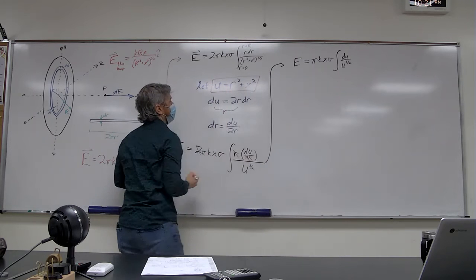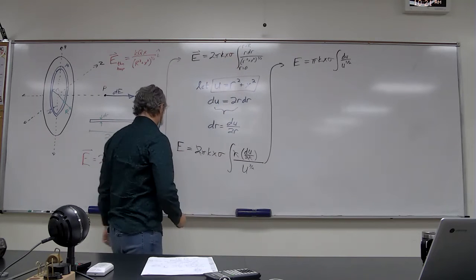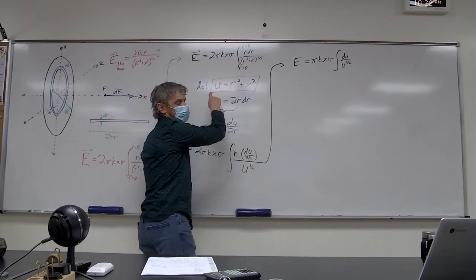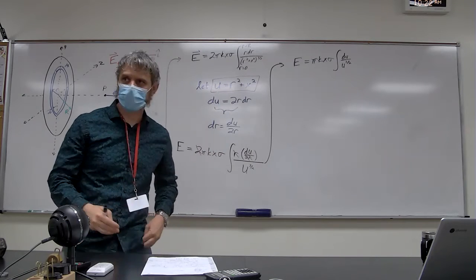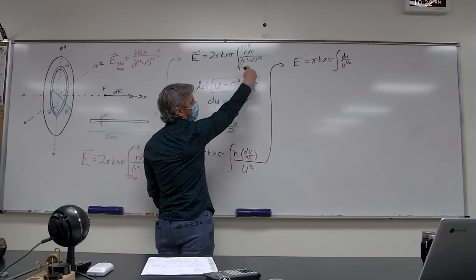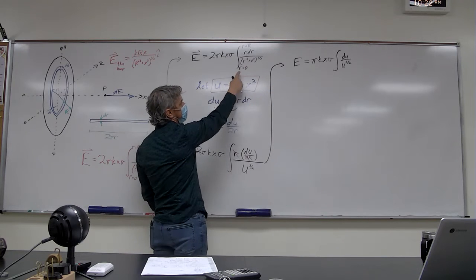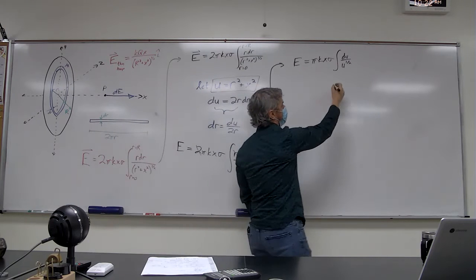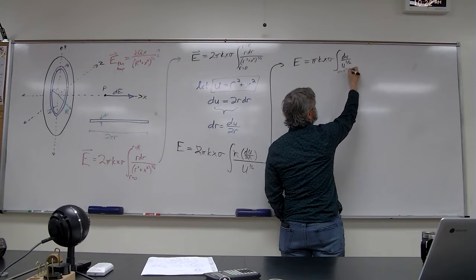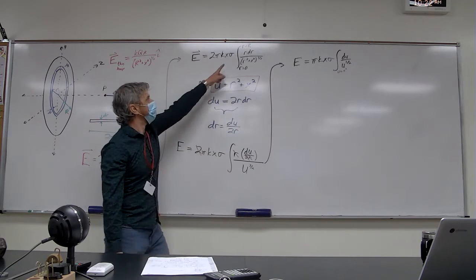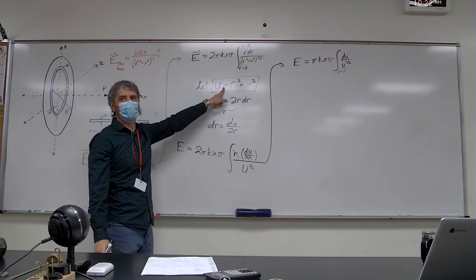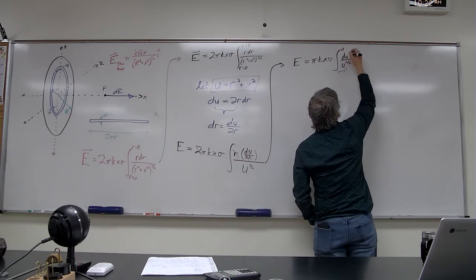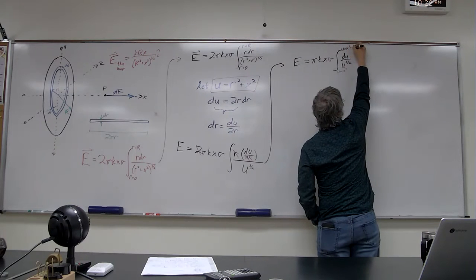If we're integrating from r equals 0 to r equals big R, well, when r equals 0, what does u equal? x squared. So when r equals 0, and we do our u substitution, we have to say that because we're integrating with respect to u now, u actually equals x squared. So we go from u equals x squared to, when r equals big R, what does u become? Big R squared plus x squared. So from u equals x squared to u equals big R squared plus x squared.